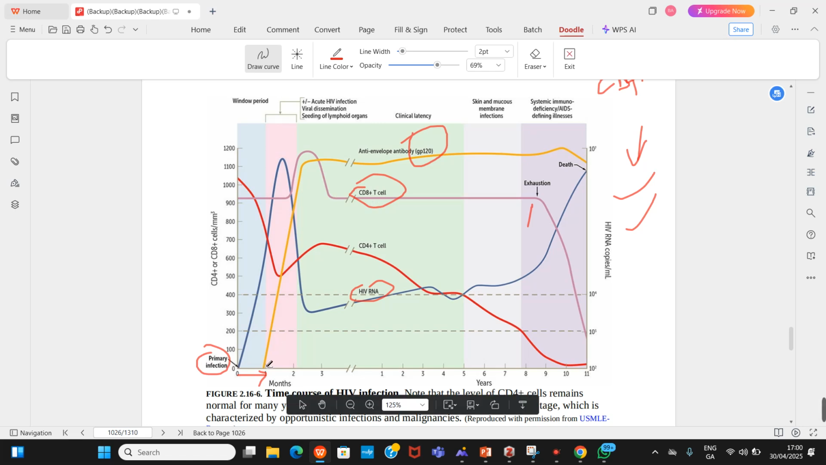Now, what are the stages? Look at the first one, at 0 months to the first month. That's going to be a window period. Why? Because that is the point between the point of infection and the point of seroconversion, where you have your antibody being present. So that's like 1 month.